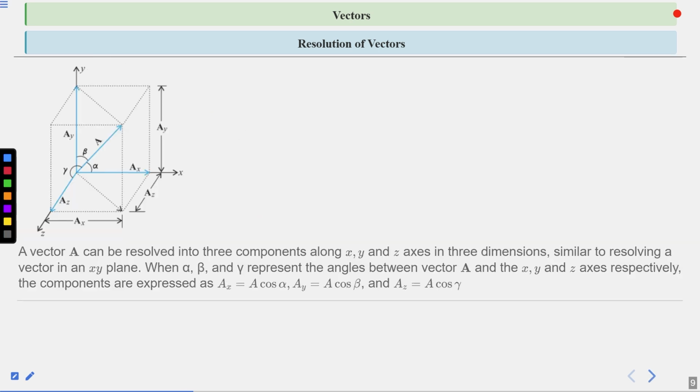Now look at the figure: vector A can be resolved into 3 components along the x-axis, y-axis and z-axis in 3 dimensions, similar to resolving a vector in the xy plane. Alpha, beta and gamma represent the angles between vector A and the x, y and z axes respectively. So Ax is equal to A cos alpha, Ay is equal to A cos beta and Az is equal to A cos gamma, where alpha, beta and gamma are the angles.